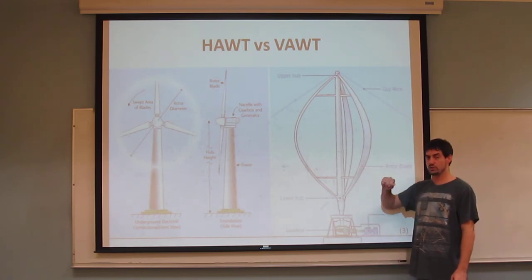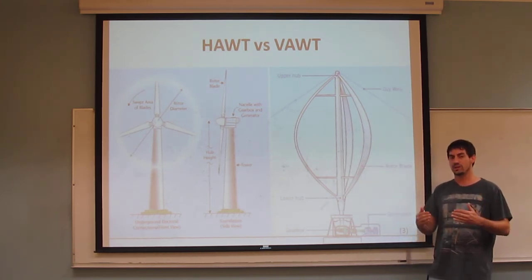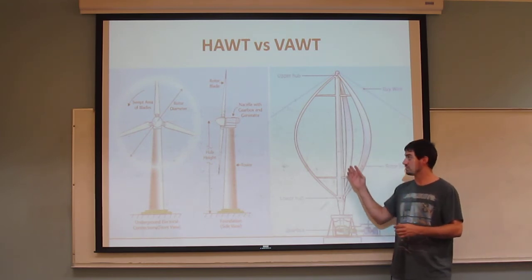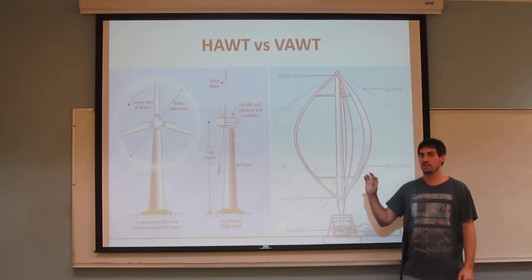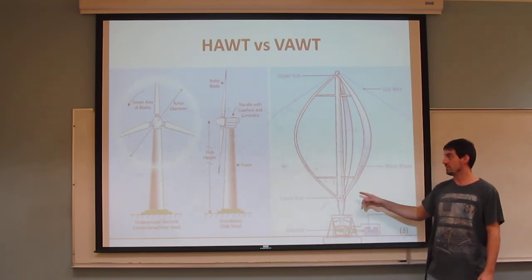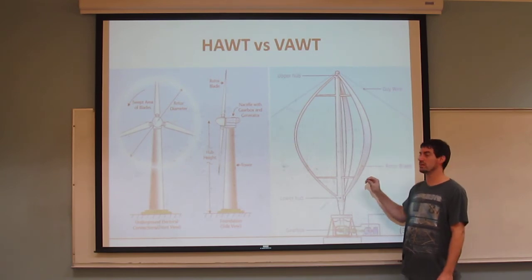Also with the vertical turbines, they're an omnidirectional turbine, which means the wind can blow from any direction and it will still function. So it doesn't require all the steering mechanisms that the horizontal one does to function properly, as well as it'll actually work very well in low wind speed conditions.